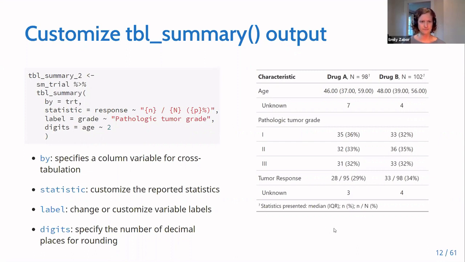You can also specify labels for variables directly in the call to table summary. So if you don't have variables labeled in your data frame, you can specify them right here. Or if you just want to change one, I've changed this from tumor grade to pathologic tumor grade. And then you can also say how many digits you want for different variables for rounding. So I've made age have 2 digits. It was a whole number, so I just have a bunch of zeros added here now.